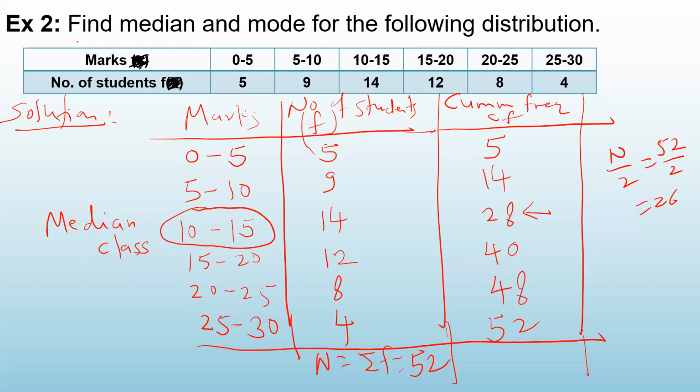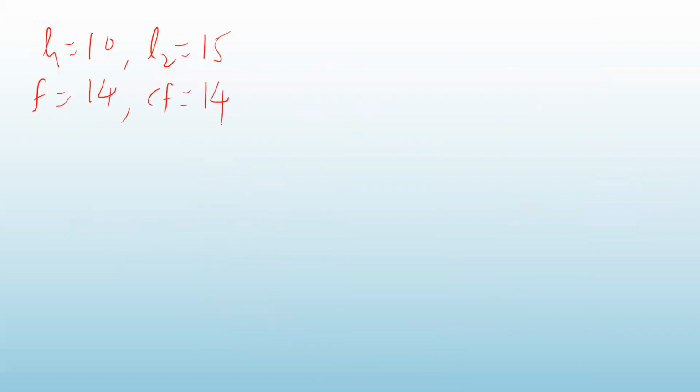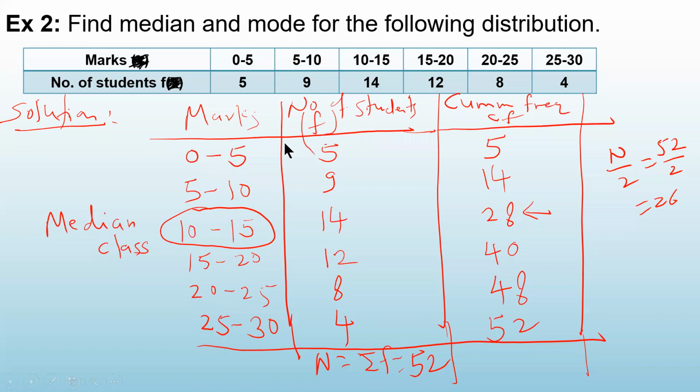So L1 is 10, L2 is 15, F is 14 and CF is also 14. This is what we have got. Okay, for now apply the formula.